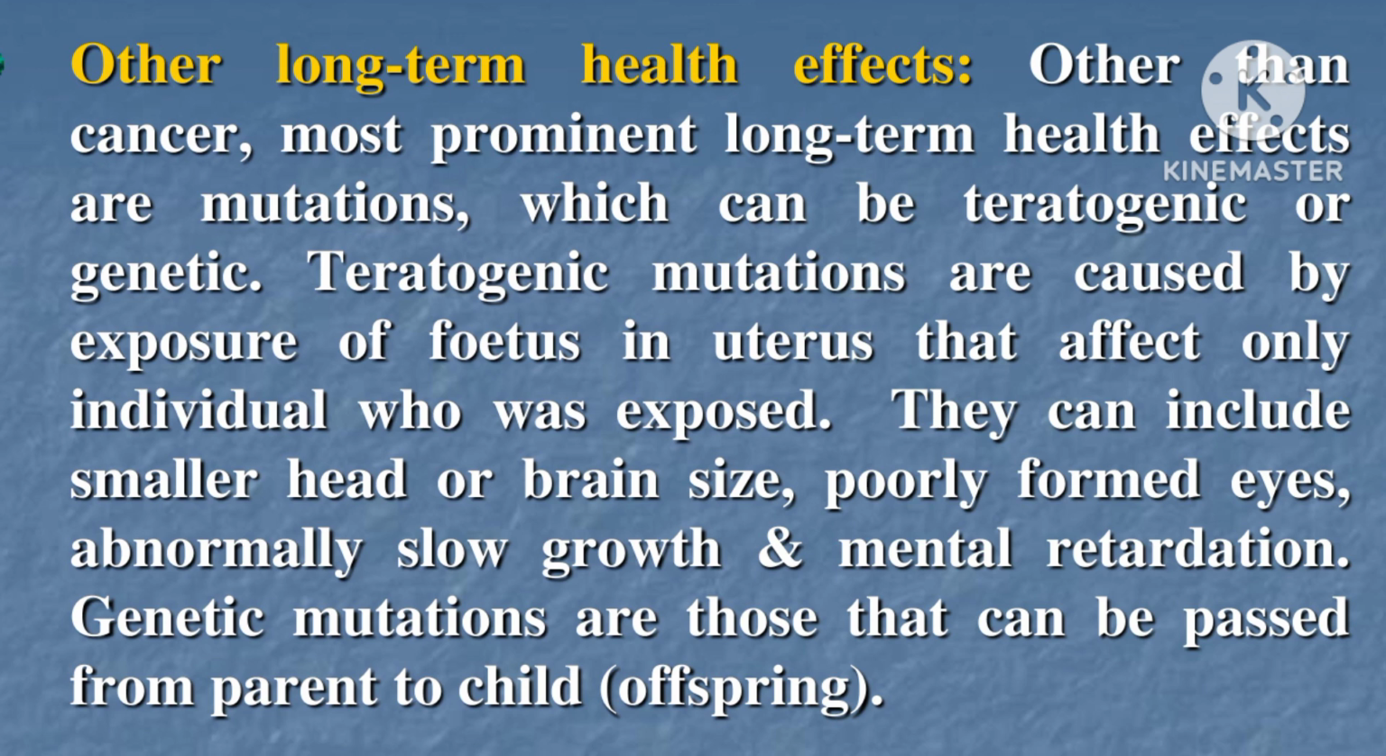Other long-term health effects other than cancer, most prominent long-term health effects are mutations which can be teratogenic or genetic. Teratogenic mutations are caused by exposure of fetus in uterus that affect only the individual who was exposed. They can include a smaller head or brain size, poorly formed eyes, abnormally slow growth, and mental retardation. Genetic mutations are those that can be passed from parent to child, that is, offspring.